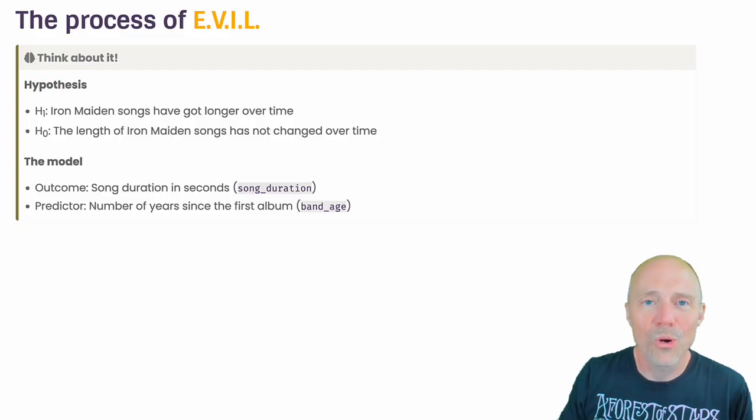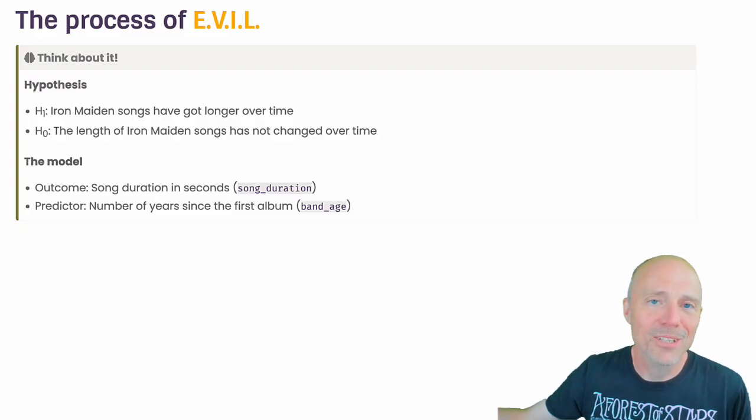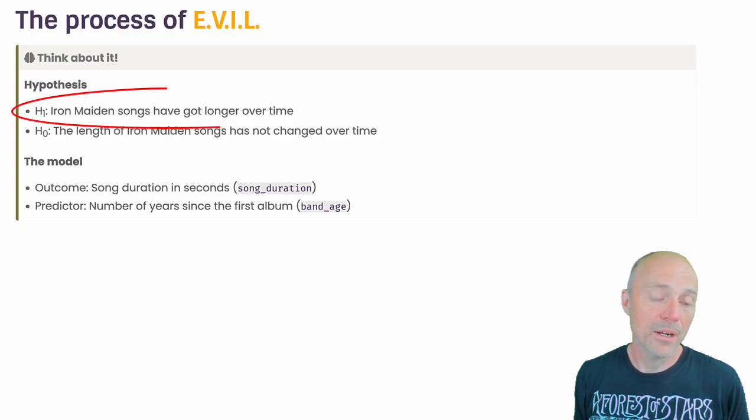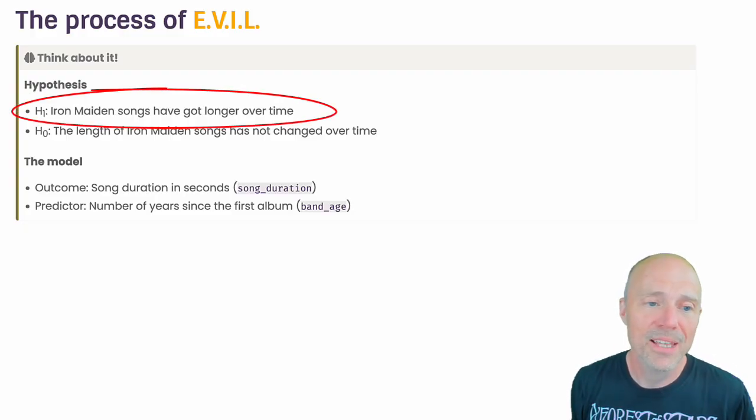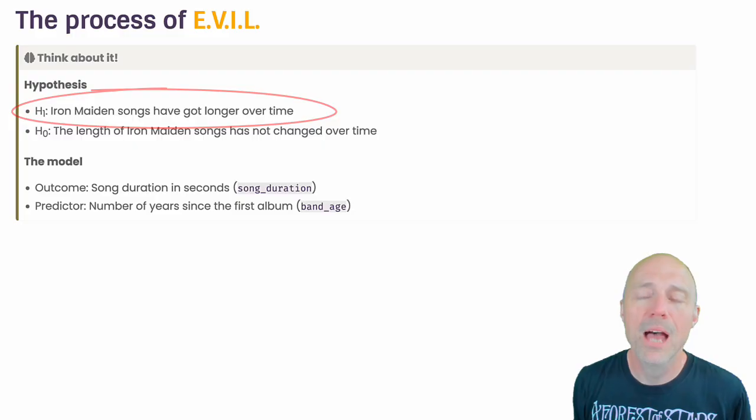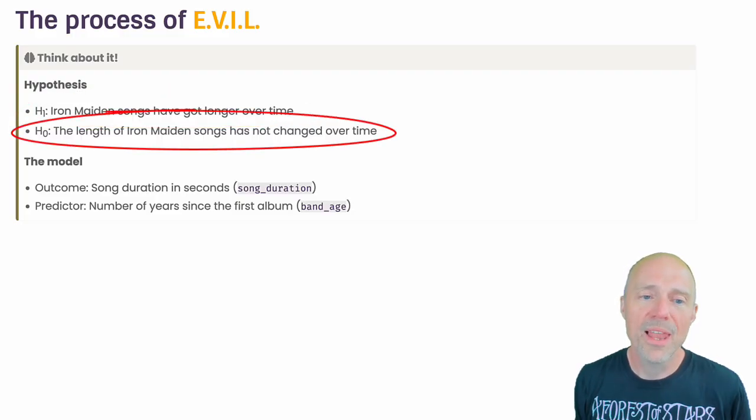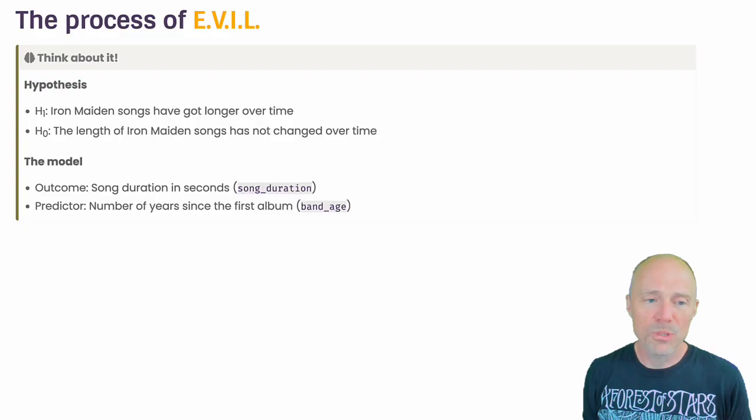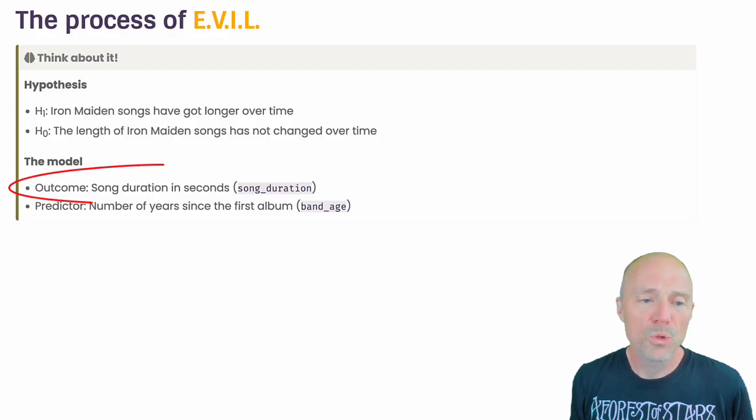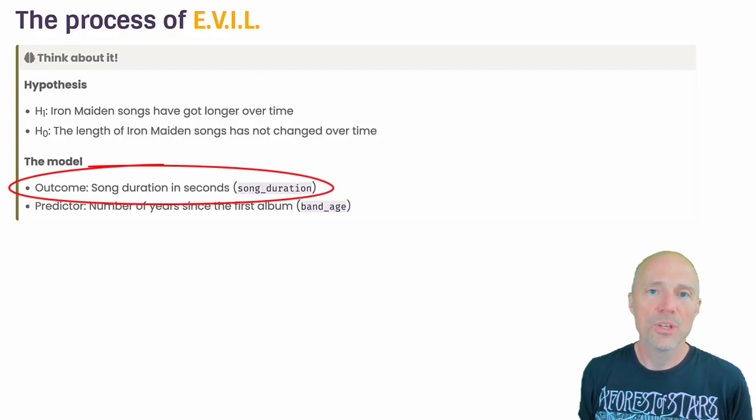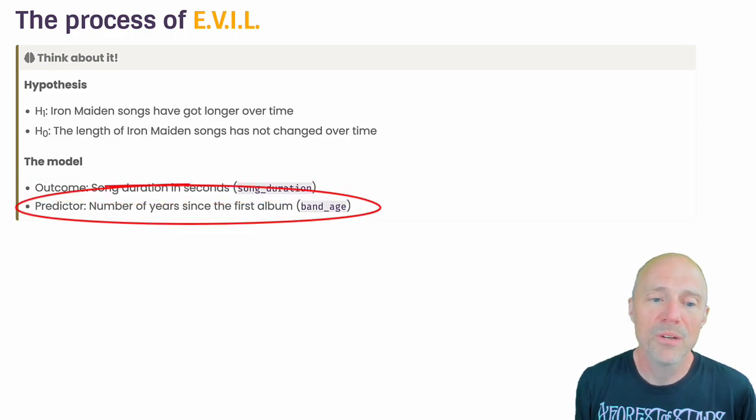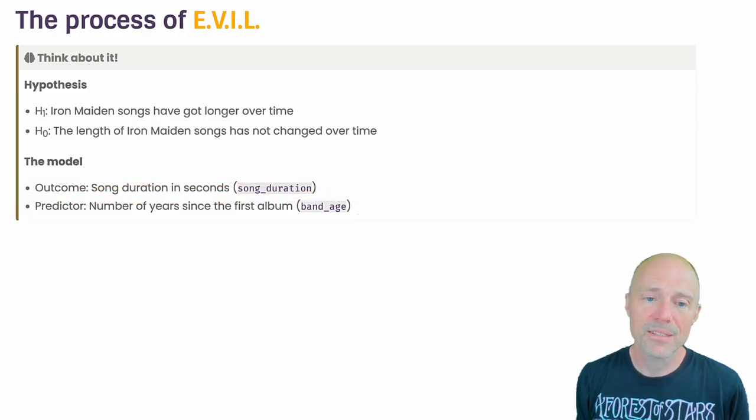Have the songs got longer as the band have got older? Our key hypothesis is that their songs have got longer over time. Our null hypothesis is that the length of their songs hasn't changed at all over time. So that's what we're trying to test. We're going to fit a model where our outcome is the song duration, and we're predicting it from the number of years since their first album.